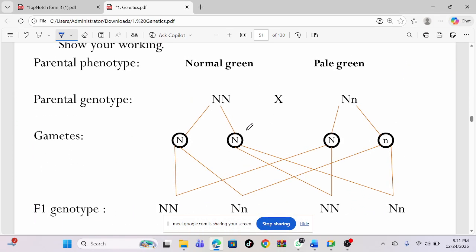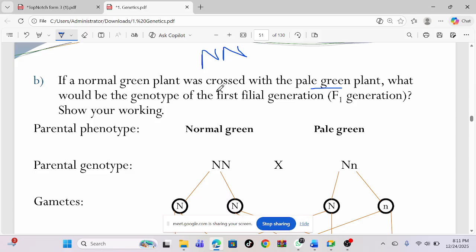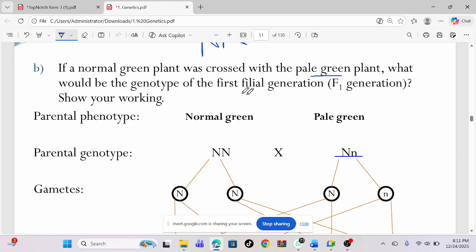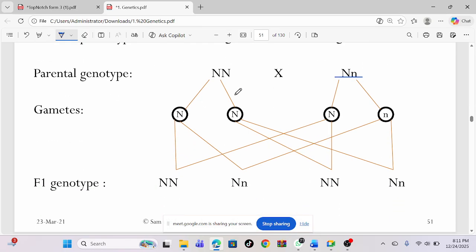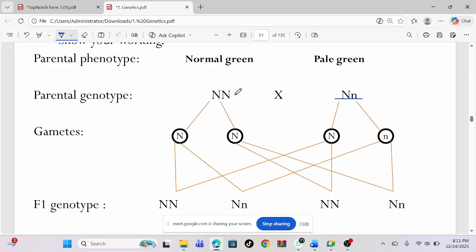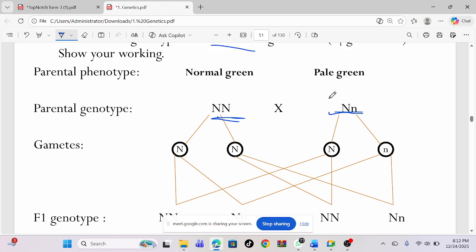So what is happening? If the normal green plant which had NN is crossed with the pale green, which is Nn, heterozygous, as the question already told us, what is the genotype for the first filial generation, the F1 generation? You just cross as usual. Now we have seen the trick: genetics is only one thing. The moment you understand these letters, which is homozygous, which is heterozygous, how dominant and recessive genes work, the moment you understand those words, that's all about genetics.